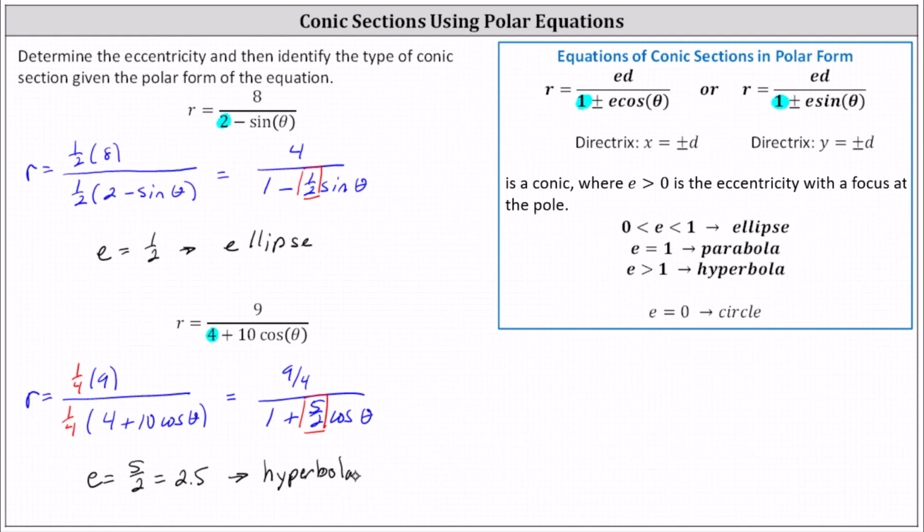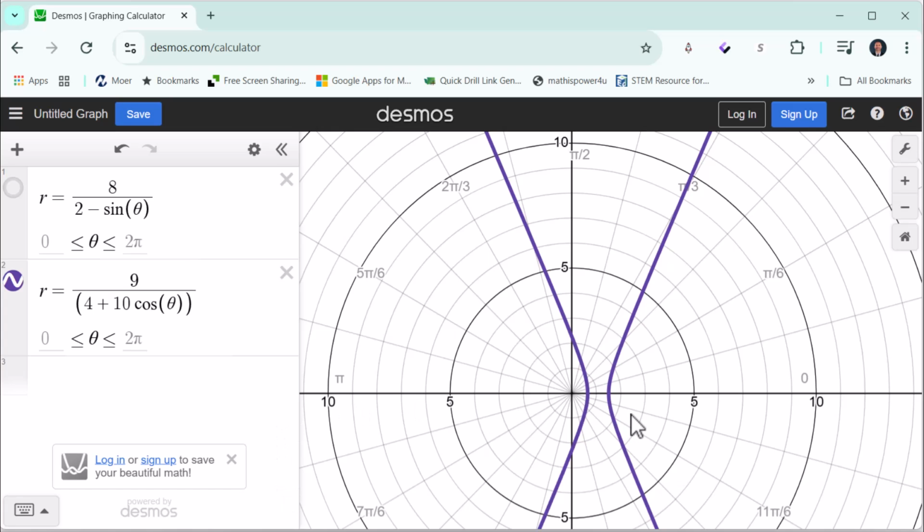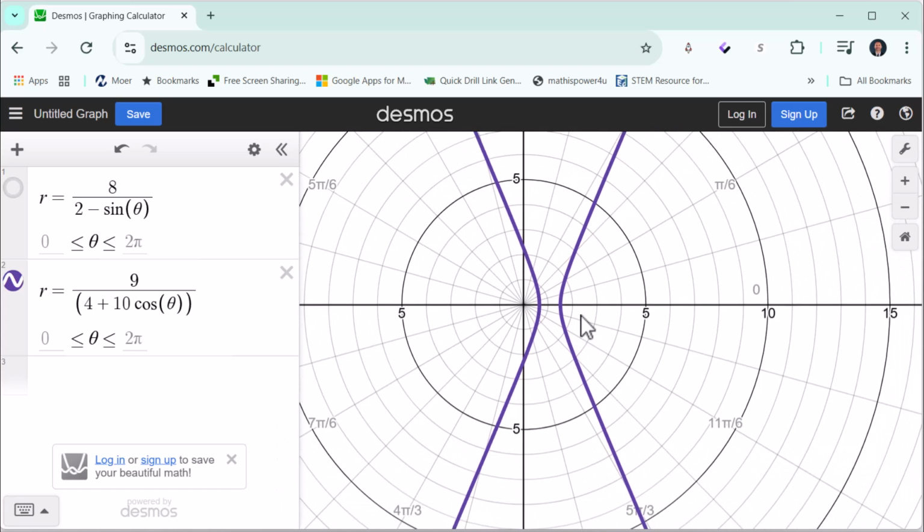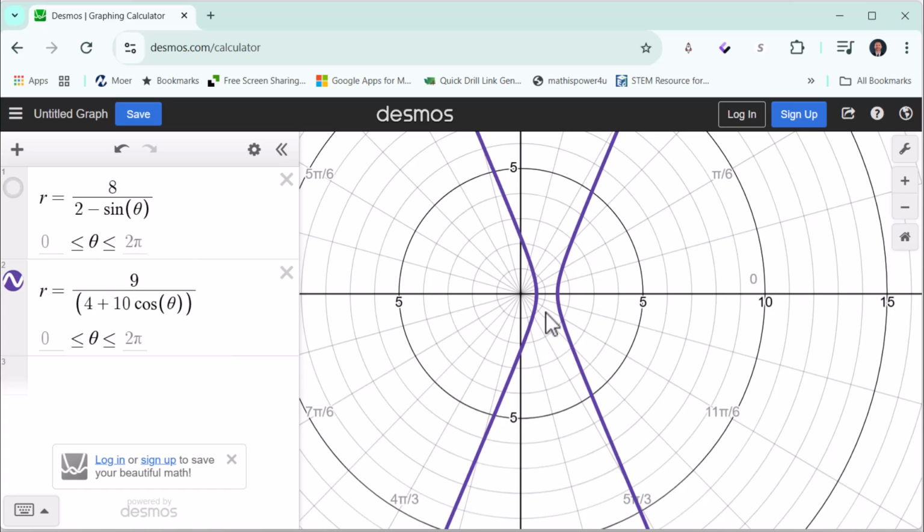Again, let's verify this graphically. Here's the graph of the second polar equation, which we should recognize as a hyperbola, and one focus is at the pole, this point here.